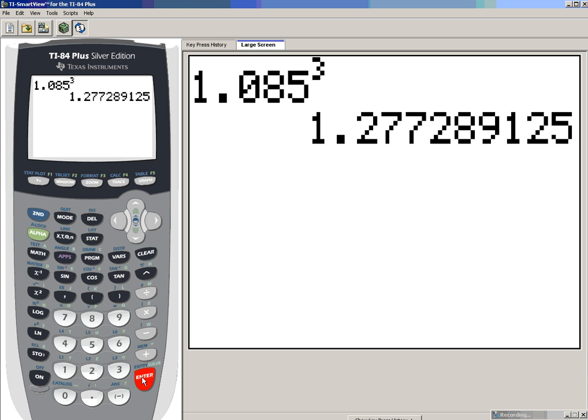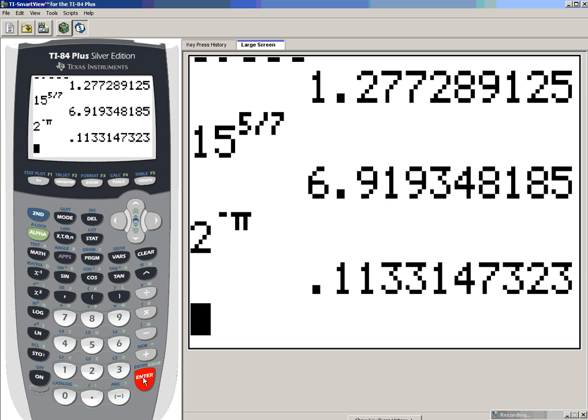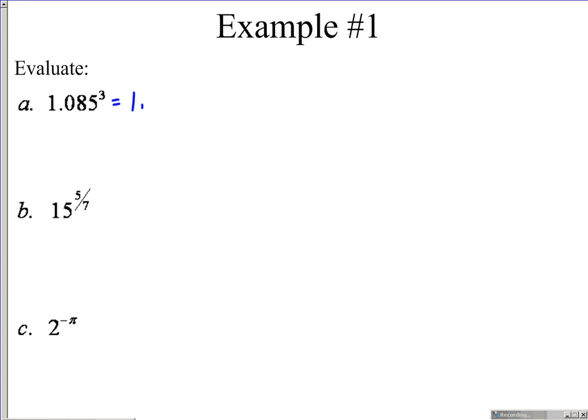Let's look at B, 15 raised to the 5/7 power, and C, 2 raised to the negative pi power. So record each of those 3 solutions. First one, letter A to 3 decimal points is 1.277. Letter B to 3 decimal positions, 6.919. And letter C is 0.113.